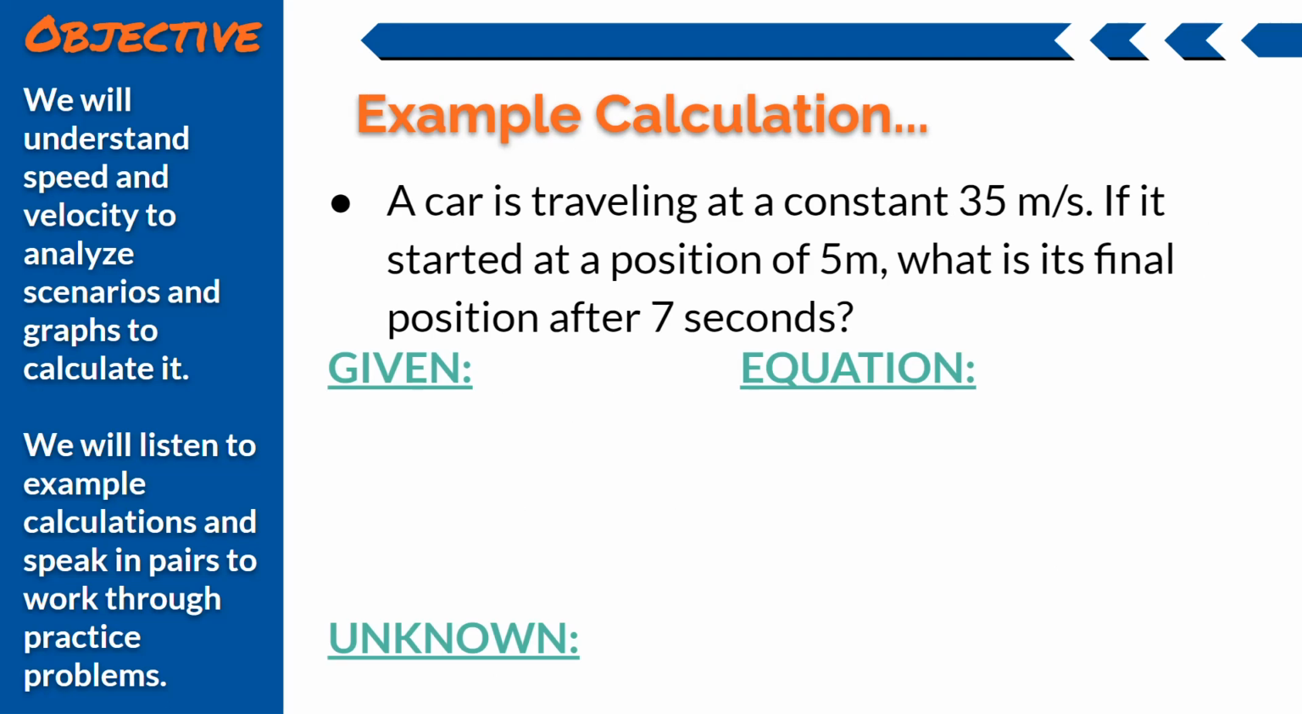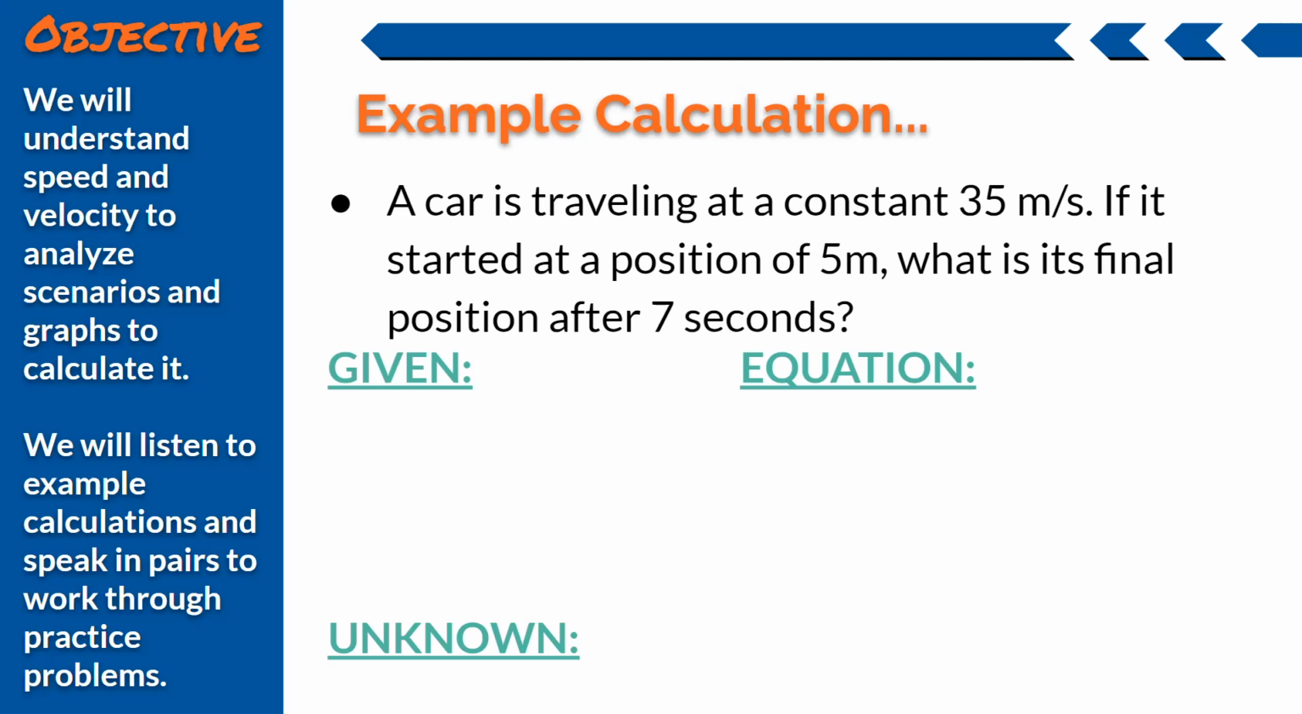Let's look at an example problem. And again, if I were you, I might want to copy this down so I have it to look at later. It says a car is traveling at a constant 35 meters per second. If it started at a position of 5 meters, what is its final position after 7 seconds? I'm aware we haven't talked about any of this stuff, although you should know some of these terms after looking at the definitions tasks.